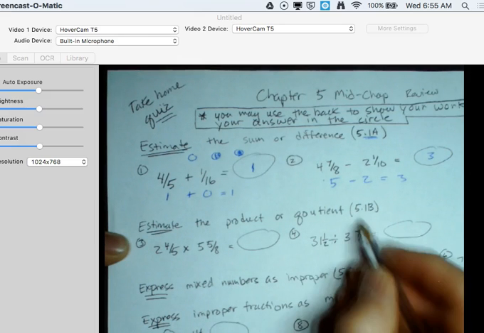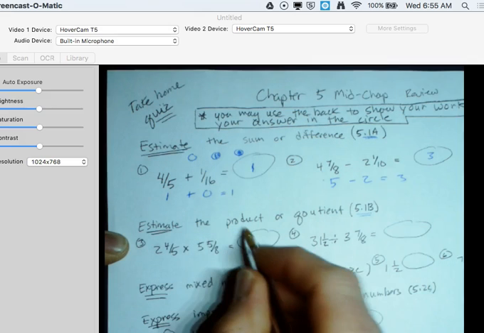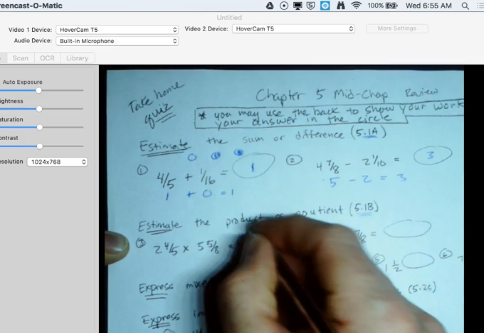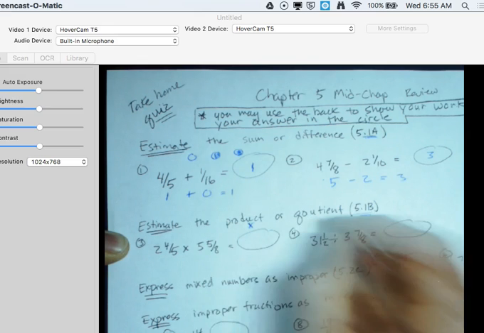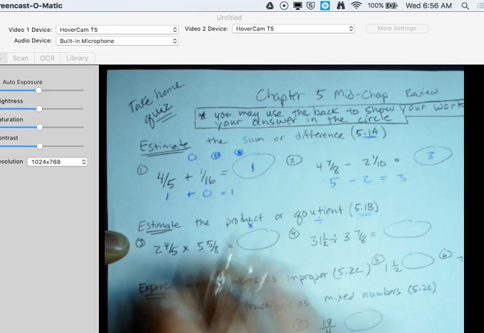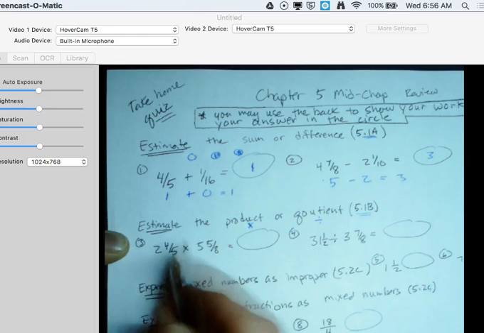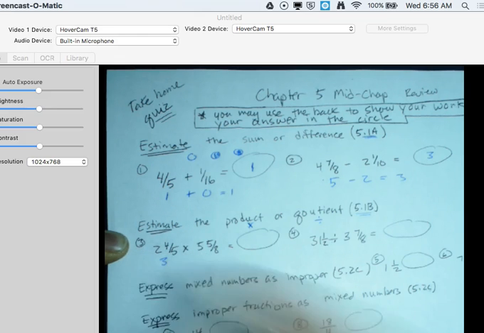All right, now 5.1b is very similar, except we're going to estimate the product or the quotient. So the product is multiplying and the quotient is division. So let's take a look at this one. We have 2 4/5. Now the same rules are going to apply. 2 4/5. Is there enough to call that 3? Well, we've got more than half. We have 4 pieces out of 5, so we're going to call that 3.